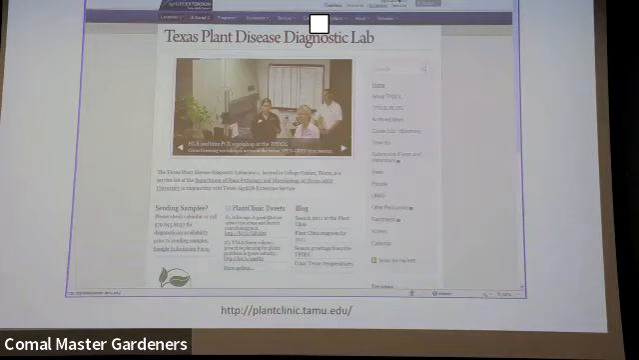Texas A&M does have a laboratory that's in the business of diagnosing plant diseases for you. About 3,000 samples are sent in a year, costs $35 a pop, but they will tell you what's wrong with your plant and what you can do about it. And they also do a lot of Oak Wilt diagnostics for people.